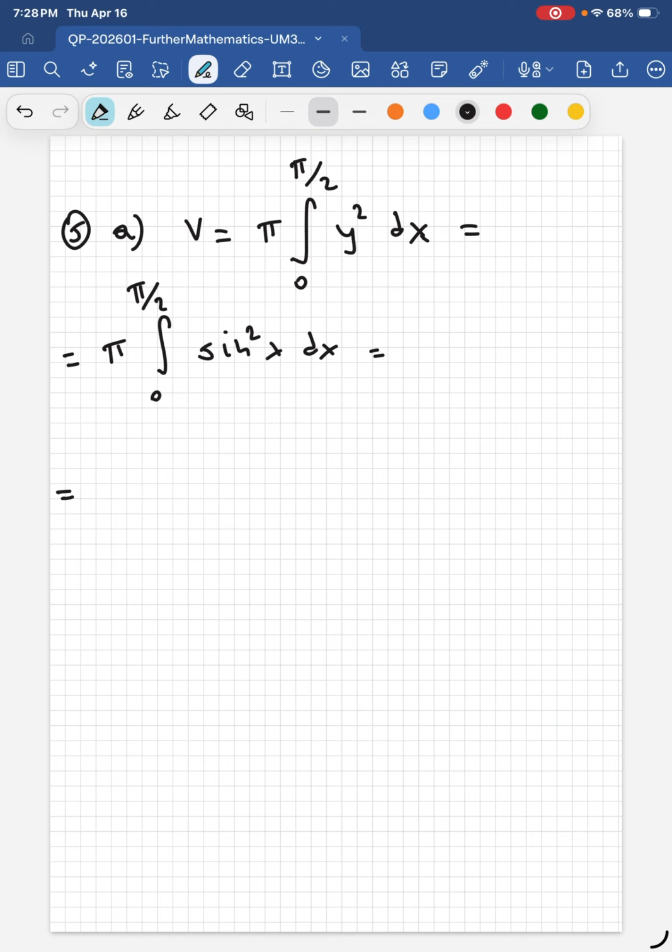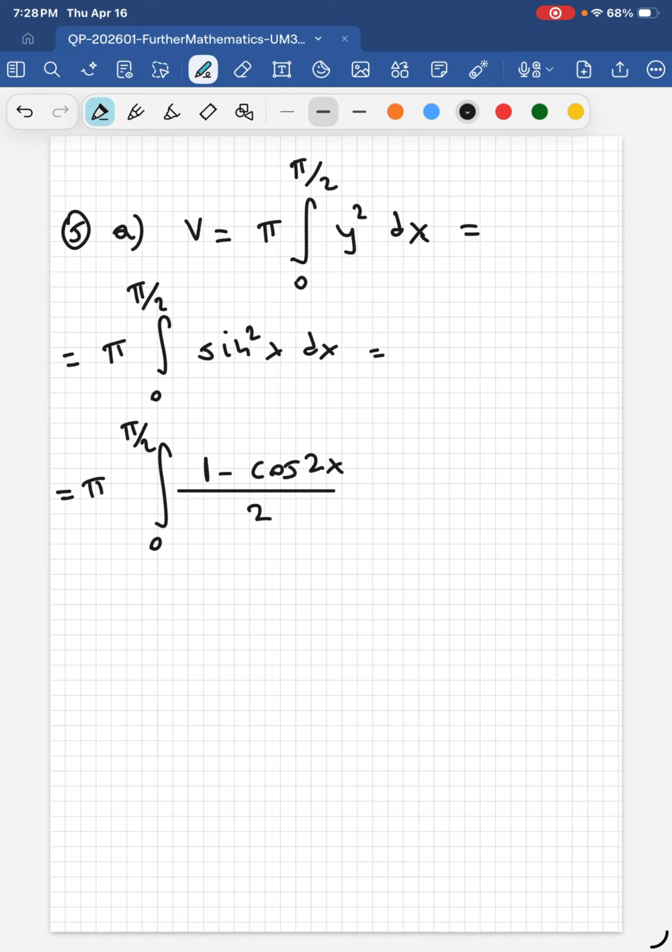Okay, which we can write as, okay, pi is constantly there, being annoying. So integral from 0 to pi over 2. We reduce the square by using, I think these formulas are known. I hope they don't ask you to prove them. I mean, 1 minus cosine of 2x over 2.